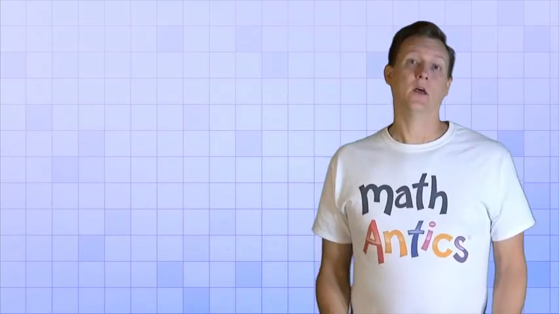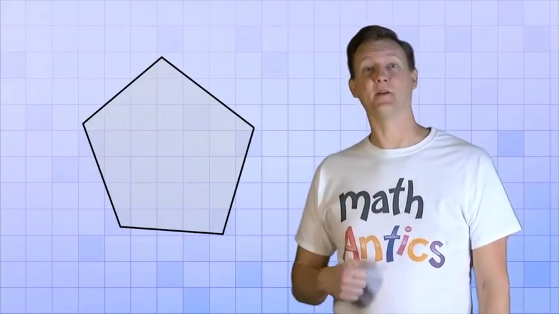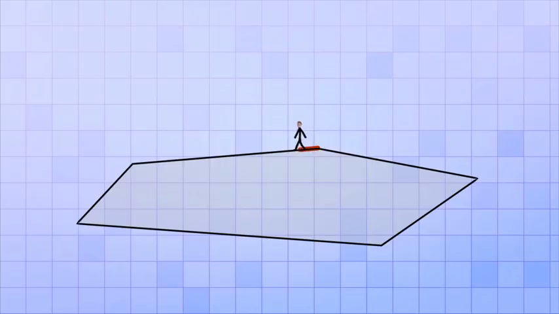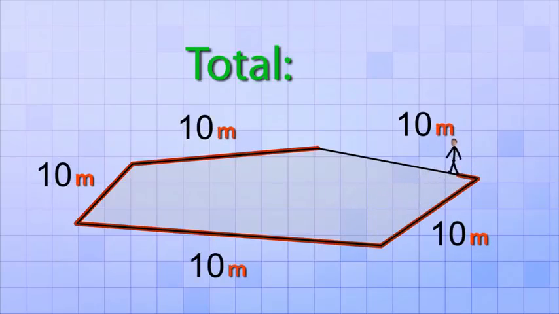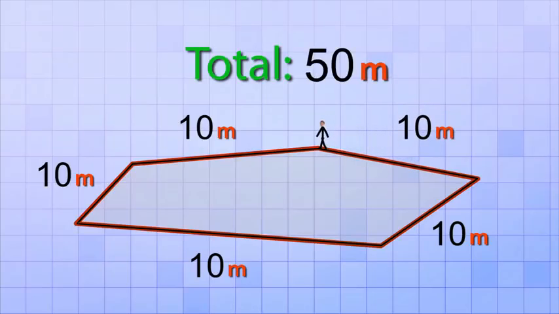A good way to see what perimeter is to imagine that you could walk right along the edge of a shape, like this five-sided polygon. Imagine starting at one of the polygon's vertices and then walking along each side until you got all the way back to the point that you started from. The total distance you traveled would be the perimeter of that shape. In this case, if the length of each side of the polygon was 10 meters, the total length you would travel along all 5 sides would add up to 50 meters.